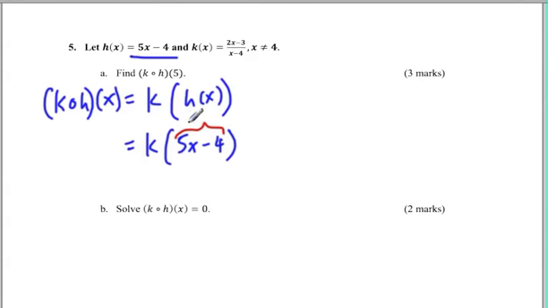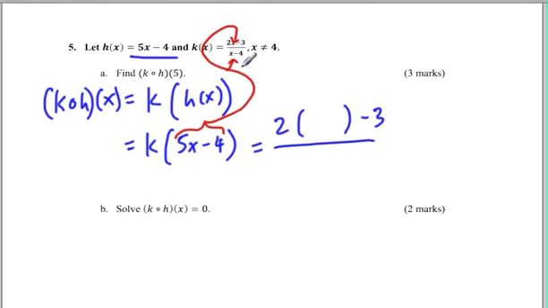There are two x's in k, so it goes right into each of them. It goes into this one right here and into that x over there. Let me show you what I mean. So it's 2 times something, I believe it's minus 3. Yeah, it's minus 3. And then over something minus 4.